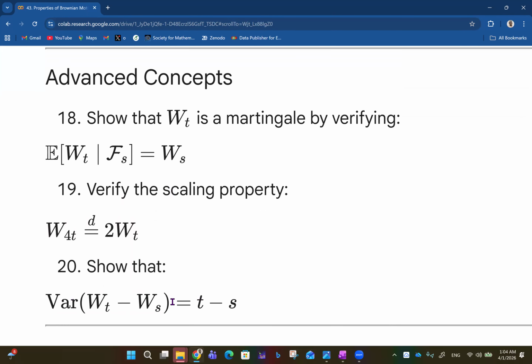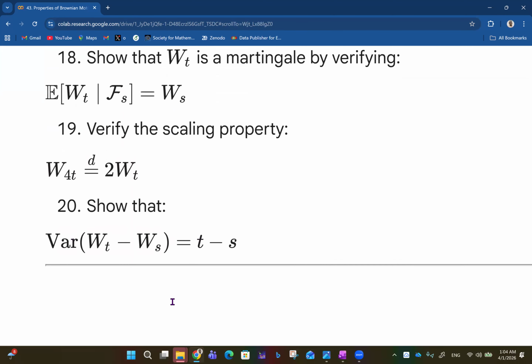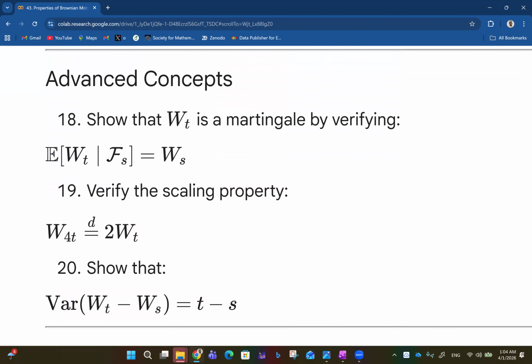Then we have advanced concepts. Show that Wt is a martingale by verifying this. We also saw that kind of process. Show that the variance of Wt minus Ws is t minus s. With this, we are done looking at the properties of Brownian motion. Let me know how helpful this is for you, and if there's something else you'd like me to try out, feel very free to let me know.